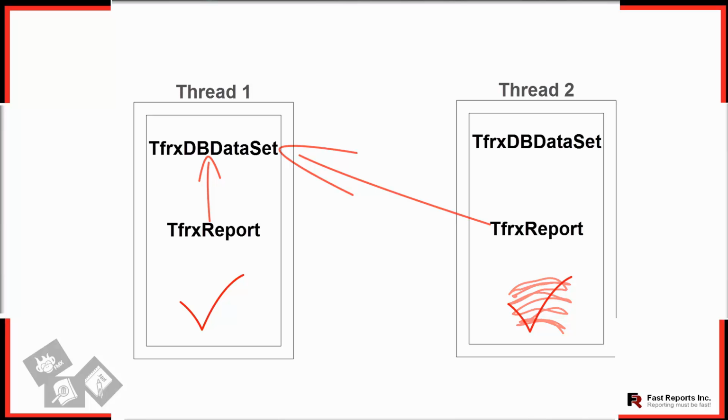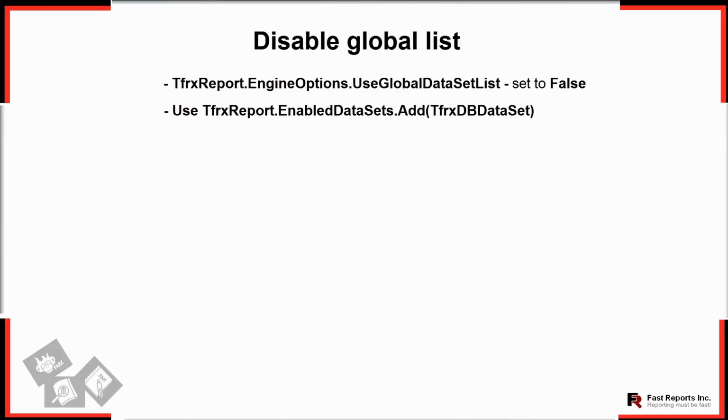To avoid that, we have to set the FastReport engine option UseGlobalDataSetList to false and disable the global list. But in this case we have to pass datasets manually to the report engine. To do that we have to use the FastReport EnabledDataSets Add method and pass the FRDBDataSet to the report before loading the report template.